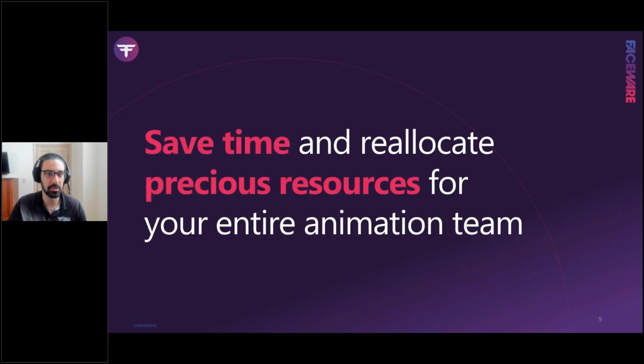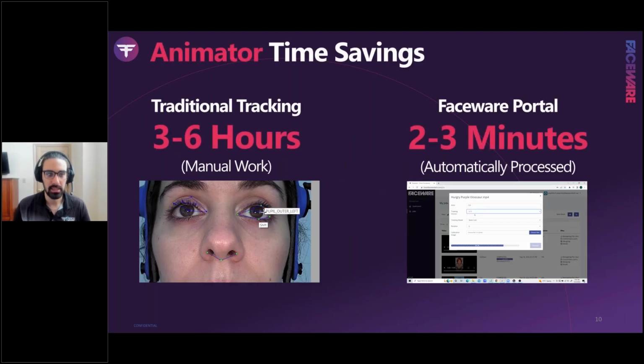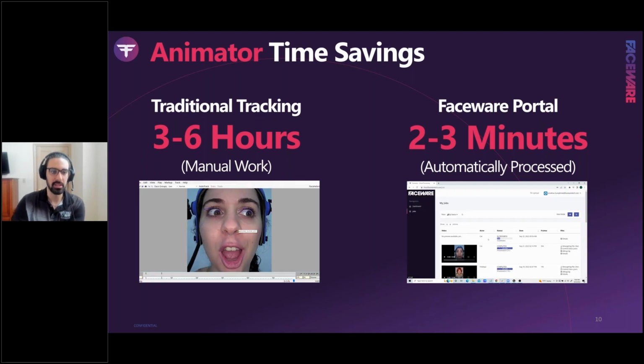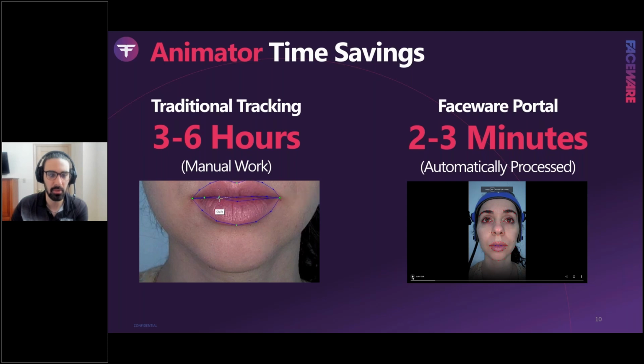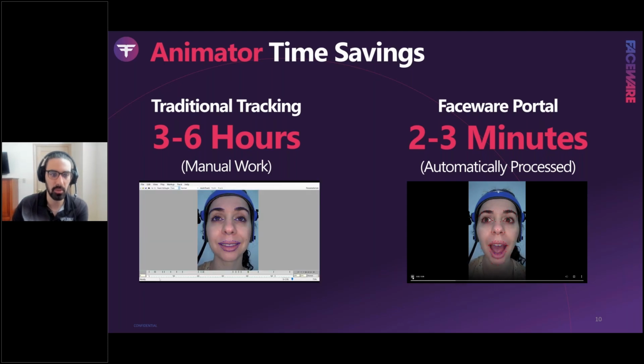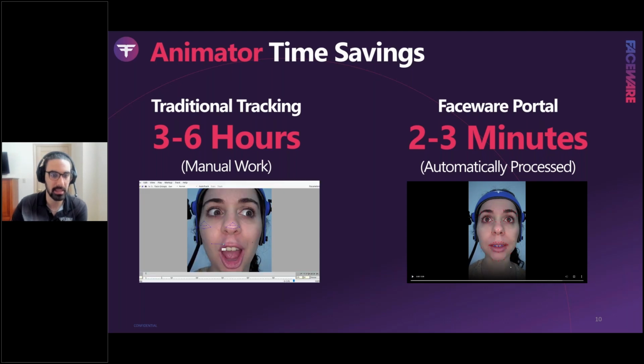But what this really comes down to is how much time does this really save? So the goal is saving time and reallocating your resources across your animation team. So how much time? What does this really look like across a project? Well, this shot here, for instance, that shot we saw of Kat earlier, to traditionally track this would take somewhere around 3 to 6 hours of manual work. And in Portal, that same shot takes 2 or 3 minutes. And again, it's completely automatic.